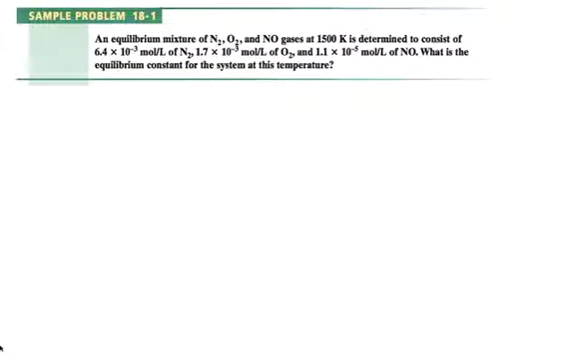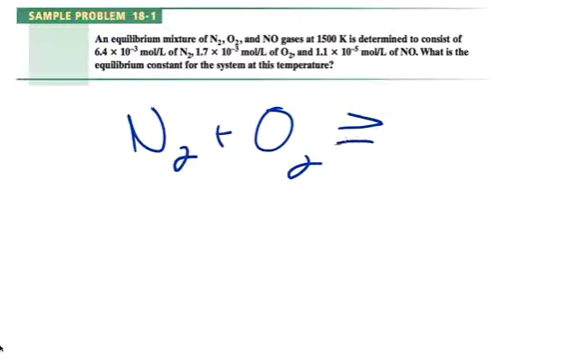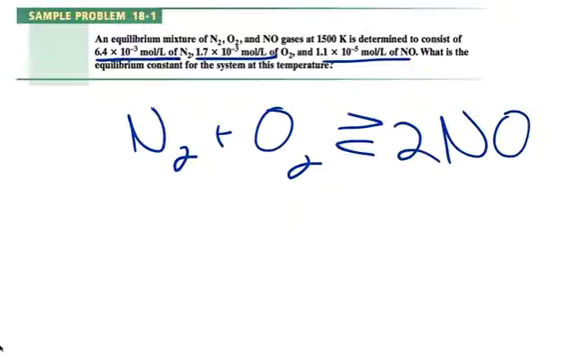I'm going to do another one here. We have an equilibrium mixture of N2, O2, and NO gases. So we have N2 mixing with O2 in an equilibrium reaction making NO. Now we're given a bunch of concentrations: the concentration of nitrogen, the concentration of oxygen, and the concentration of nitrogen monoxide. We're asked what the equilibrium constant is for the system at this temperature.